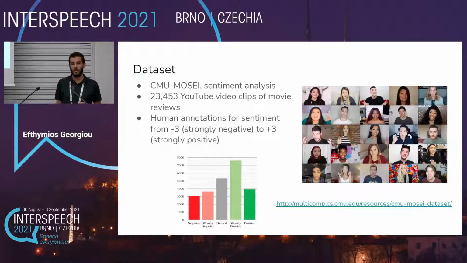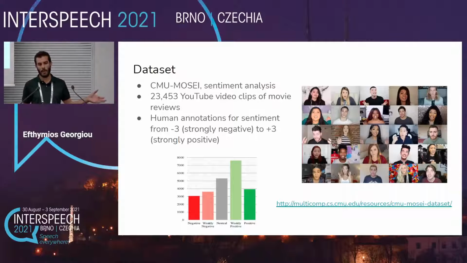For our experiments, we have used the CMU-MOSI dataset. It is a large database for sentiment analysis. It consists of YouTube video clips of people telling their opinion about movies, so it is essentially a multimodal movie review dataset. Its video segments are annotated by humans on a scale from -3 to +3, where -3 indicates strongly negative sentiment and +3 indicates strongly positive sentiment. The dataset is publicly available under that link.